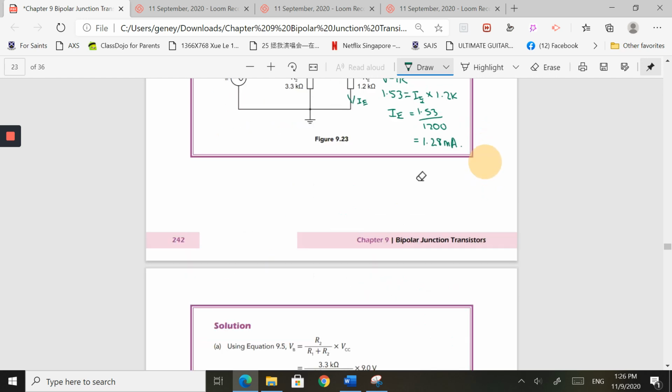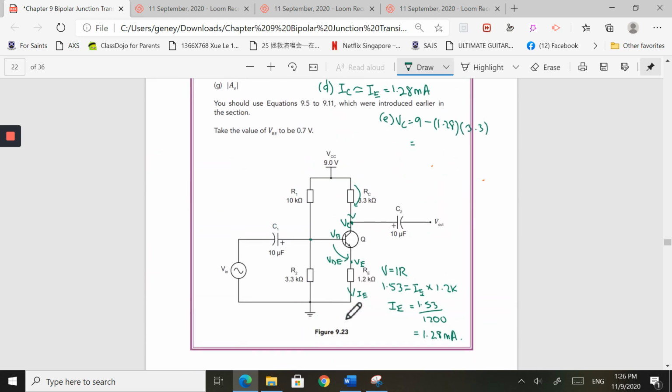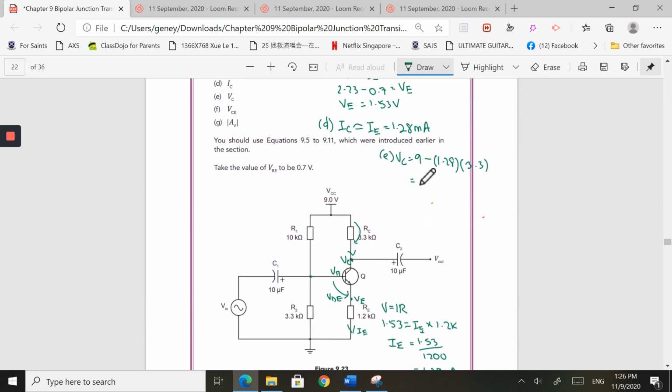I'm going to cheat again. VC is 4.78 volts. Okay, so I found out what VC is, 4.78 volts. Now they want me to find, for part F, the value of VCE.